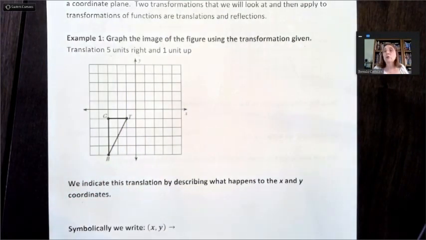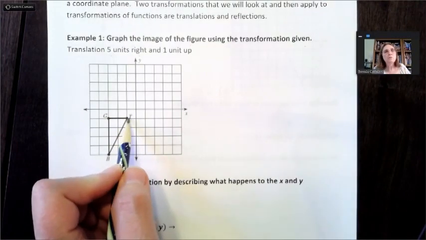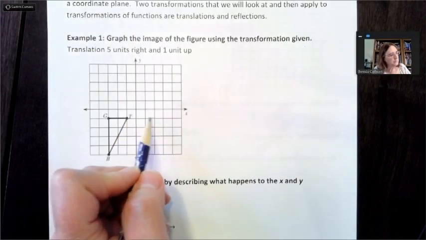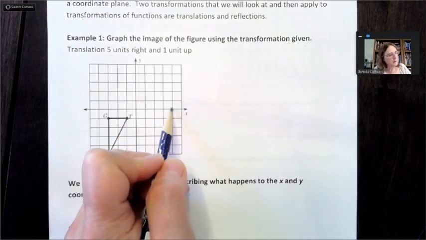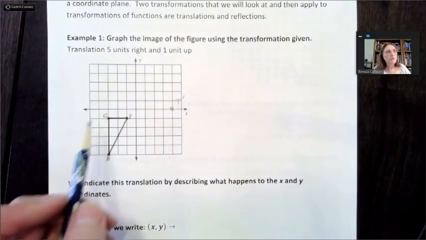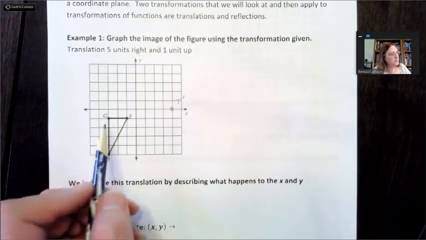To do that, we're going to look at the vertices of our triangle, that is our figure that we're translating, and just count over 5 units to the right and 1 up. So starting with one corner of our figure, we're just going to go over 5 and up 1 to get our new point. And we're going to do that with each of our vertices for our triangle.